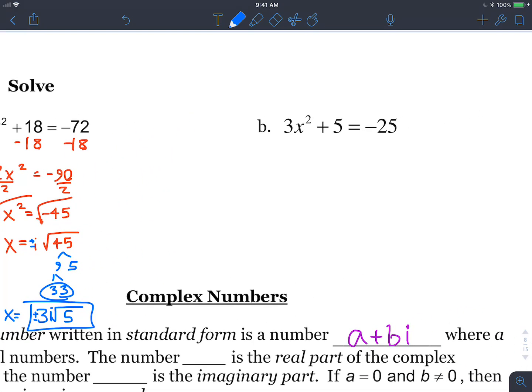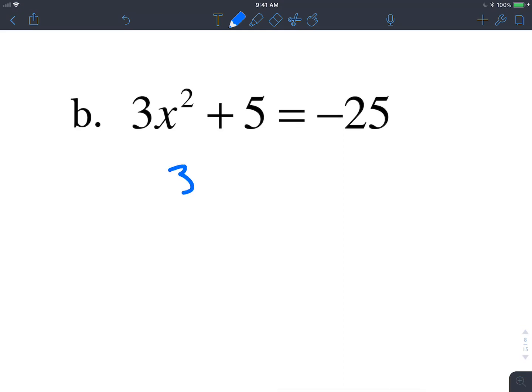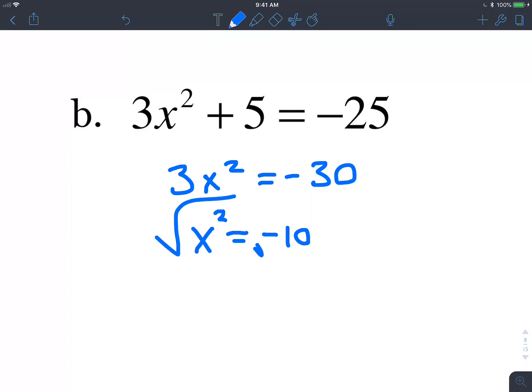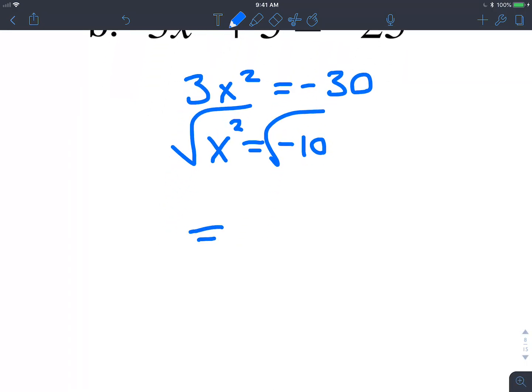Okay, let's try out another one here. Kind of the same idea. This is 3x squared. Once you subtract 5, you get -30. Then we'll divide by 3, and that'll get us -10. Then we'll square root both sides, and don't forget your plus or minus. This will be plus or minus the square root of -10, and we'll need an I. That'll be the square root of 10.